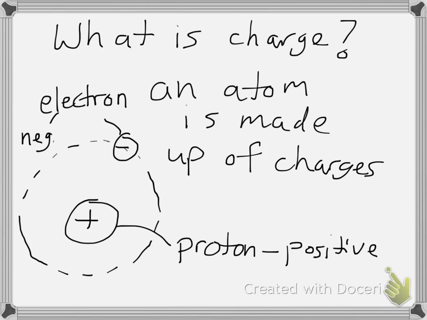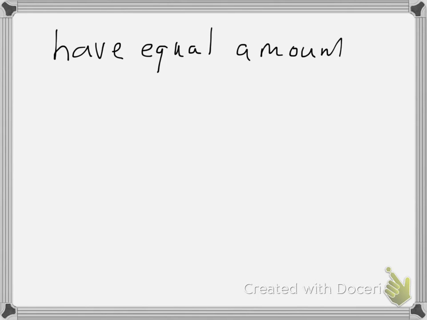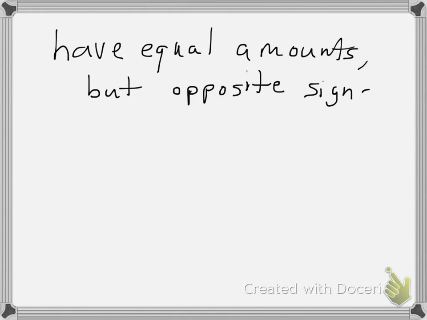And these are the two fundamental units of charge. The proton and the electron have the same amount of charge on them, so they have equal amounts but opposite signs. One is positive and one is negative. And so when we're talking about charged objects, we're talking about either a proton or an electron or something that has more protons or more electrons on it.